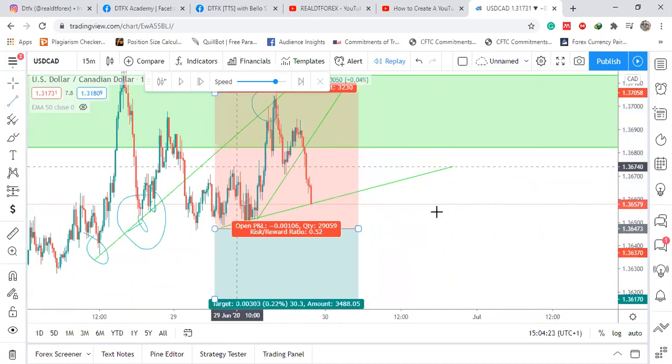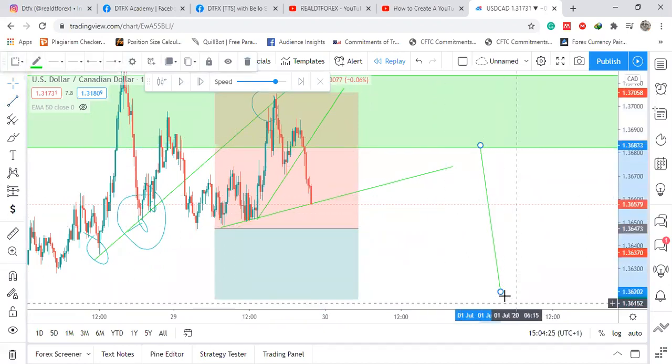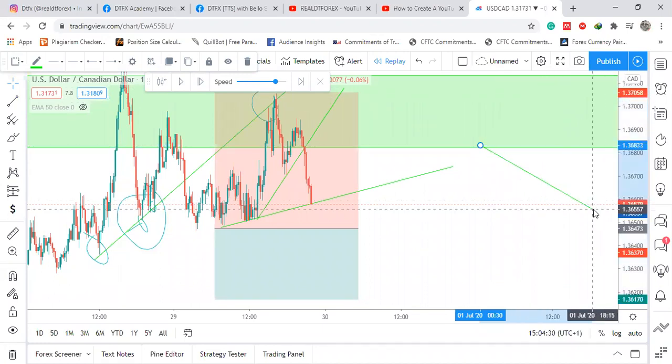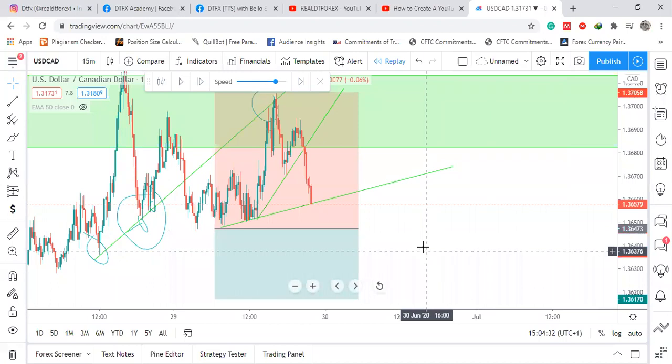Don't pick trend line like this. Like this. This is not a trend line. Don't pick trend line like this. Those are not trend lines. Trend line must look presentable. You too, you will know whether this is good or not.